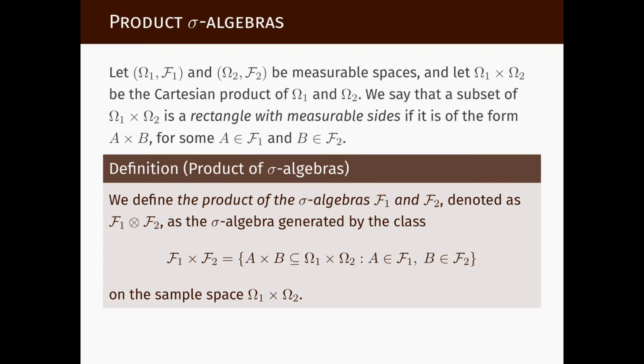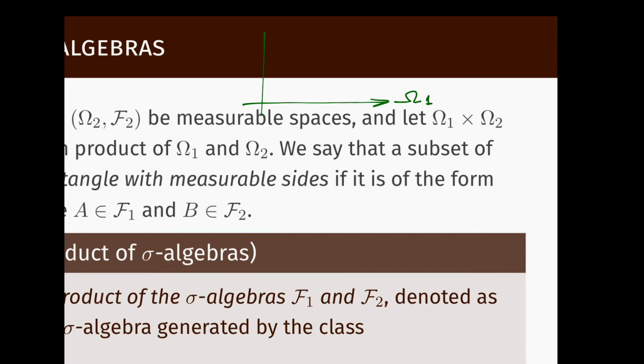Suppose we have two spaces, omega 1 and omega 2, and some sets which are measurable in the sigma algebra of omega 1. Let's call this set here A, and some sets which are measurable in the sigma algebra of omega 2. Let's call this set B. So maybe B is like this, an interval plus a bunch of points, and A is also an interval and a bunch of points.